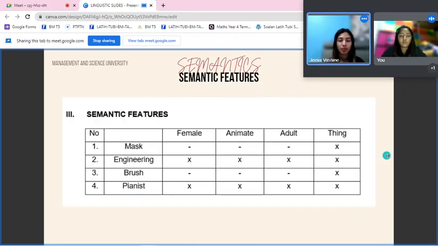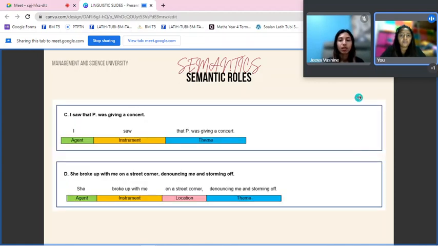Okay, so moving to the next one, semantic features. Semantic features help us to understand the nature of language. With what we have picked from the article, four types of words, which are mask, engineering, brush, and pianist. We have identified the four elements, which are female, animate, adult, and thing. And we have filled in the blanks with the correct symbols. So that's all for semantic features. Moving on to the semantic roles.